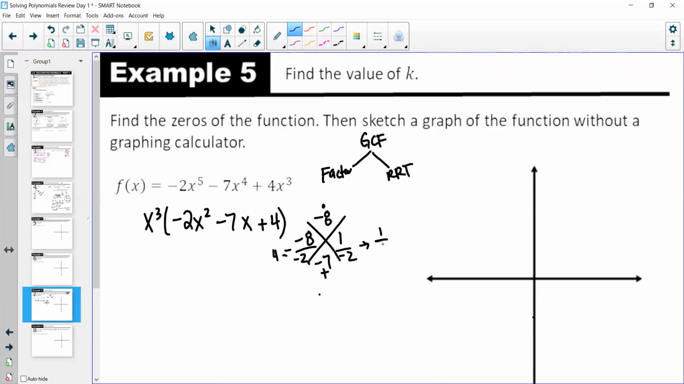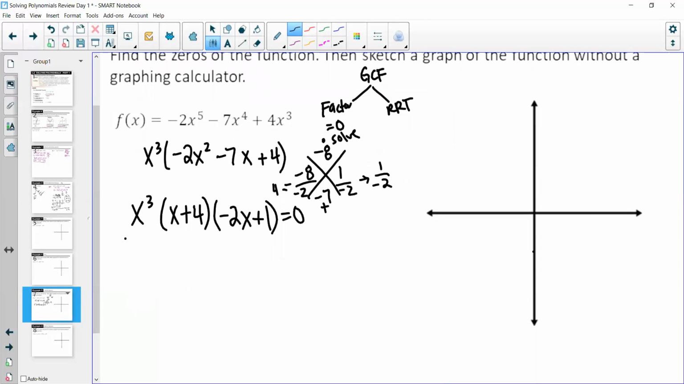This one becomes 1 over negative 2. So it factors into x to the third times x plus 4 times negative 2x plus 1 equals 0. Perfect. Then what we have to do, remember in our factoring stage, is we set each piece equal to 0 and solve for x. So that's what we're going to do, each piece.